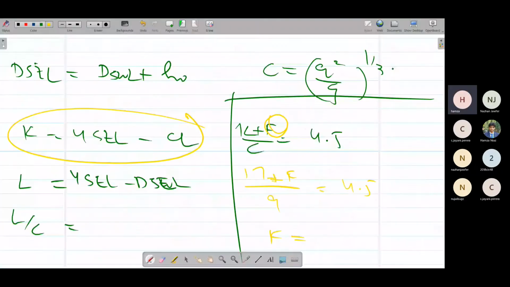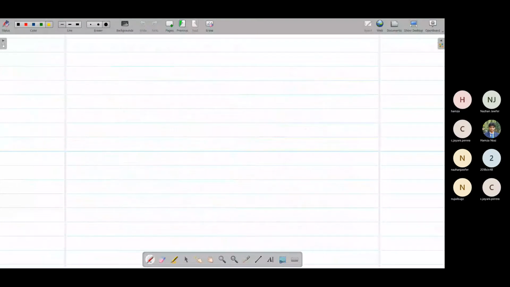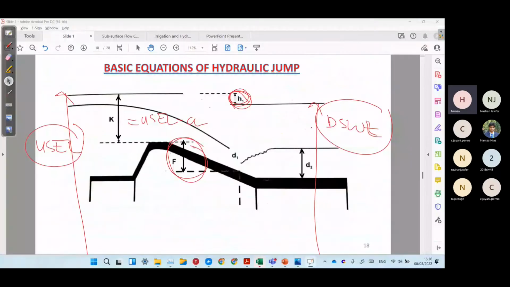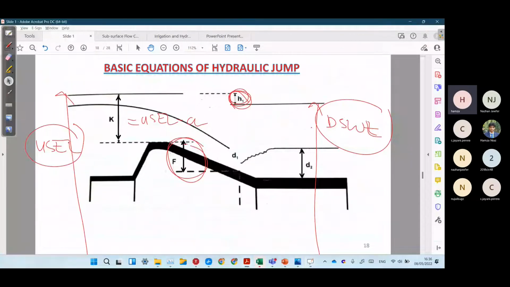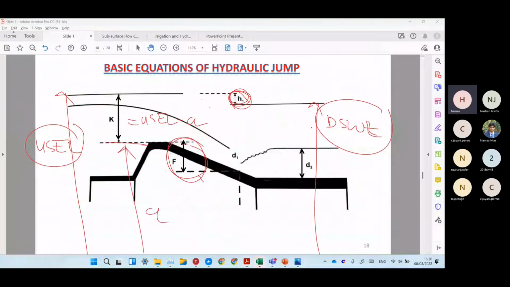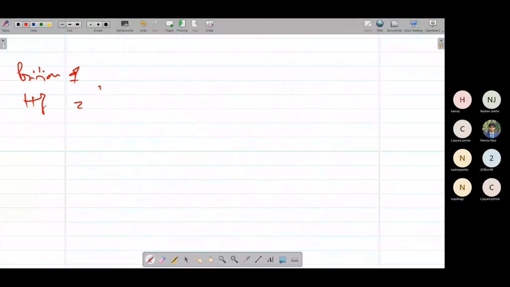After getting this F value, we can find the position of hydraulic jump. Position of hydraulic jump would be simply this crest level minus this F value. If we subtract them, we can get this value.